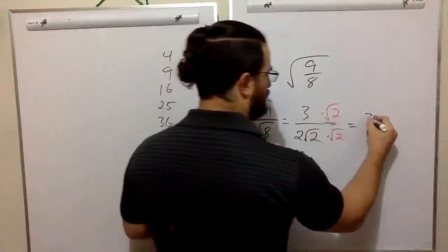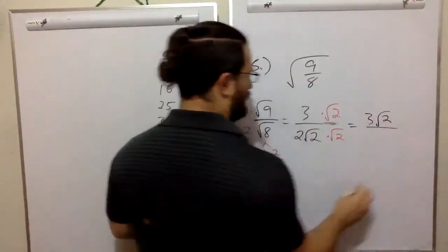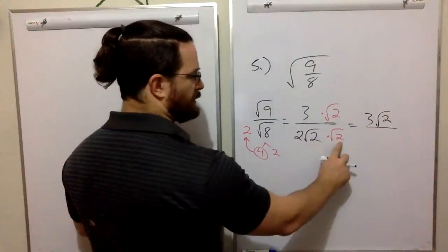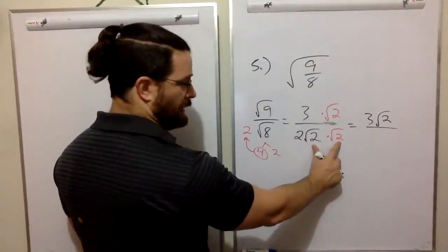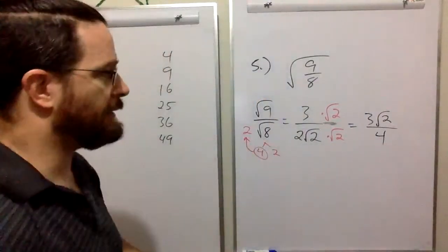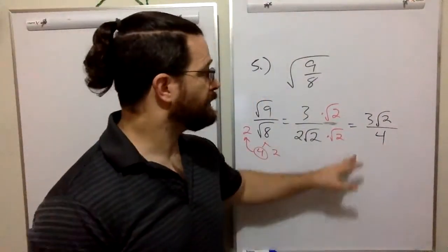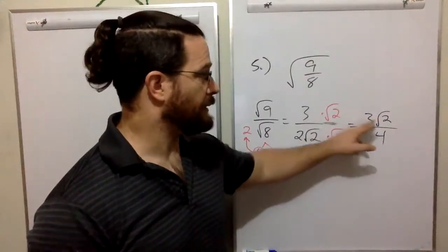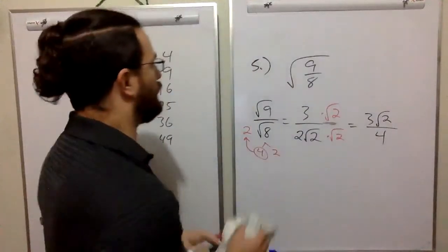3 times radical 2 is just going to give me 3 radical 2. When I do radical 2 times radical 2, that just makes 2. Then times 2 makes 4. And then after that, there's nothing left to simplify. So this is my final answer: 3 radical 2 over 4. Try one more.